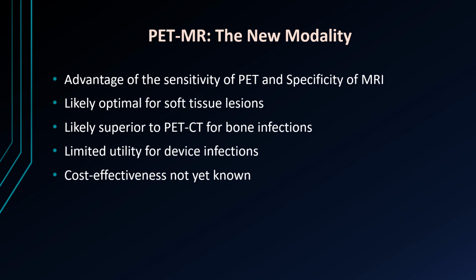You're taking advantage of the sensitivity of PET and specificity of MRI, although MRI itself has a lot of sensitivity as well in lesions that may not be active, such as in sarcoidosis. It's likely optimal for soft tissue lesions. It's superior to PET-CT for bone infections, but has limited utility for device infections due to all the artifact that you may get on the MRI portion.